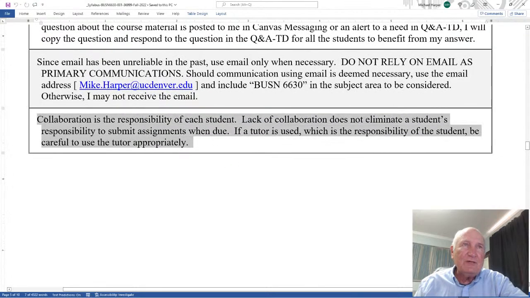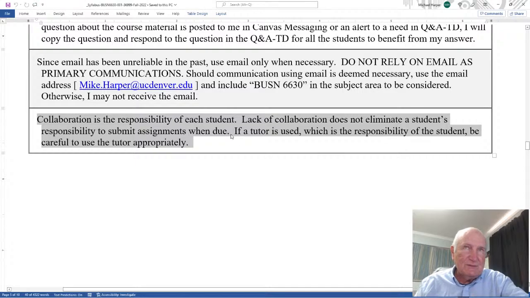Okay, finally, collaboration is the responsibility of each student. Lack of collaboration does not eliminate a student's responsibility to submit assignments when due. In other words, just because you don't collaborate with someone doesn't mean you need extra time. You're responsible to get it when due.